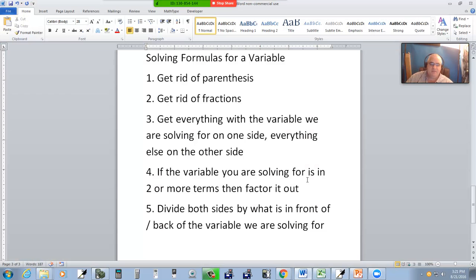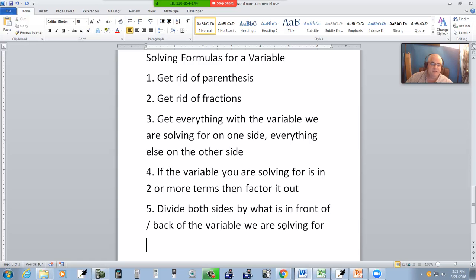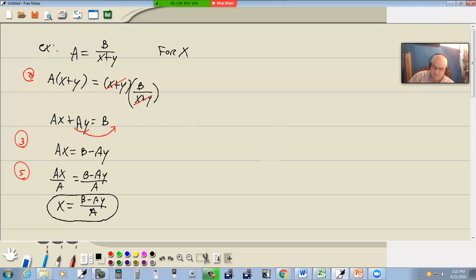Now our fourth step says that if the variable you're solving for is in 2 or more terms, factor it out. It's only in one term here. Step 5. Divide both sides by what is in front of or in back of the variable we're solving for. We're solving for x and there's an a in front of it, so I'll divide both sides by a. Do that, those a's cancel, and we got x is equal to b minus ay over a. And that's our answer. Grab a drink here, then we'll look at the next topic.